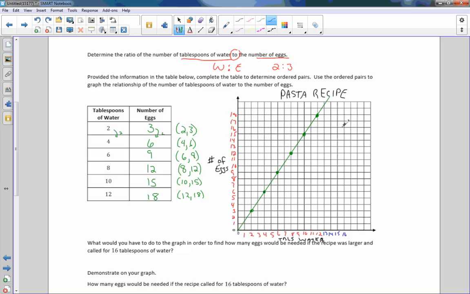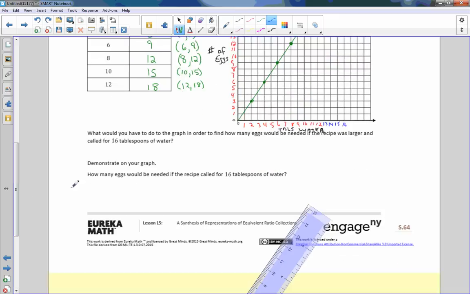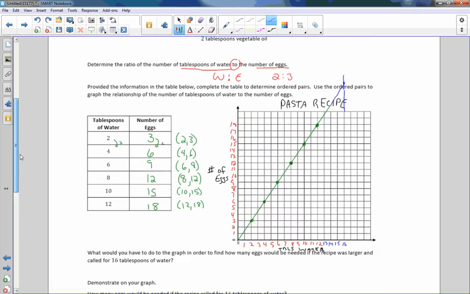But at this point, if I went up to 16 and I kept going up, then my answer is going to be somewhere where this line crosses, which would be here, and then I'd go over here and see what that value is. Okay. Now it says demonstrate on your graph how many eggs would be needed if the recipe called for 16 tablespoons of water. And I kind of just did. I apologize for not making that more visible, and this was not as steep, so it would be up here somewhere, but I can answer the question if I know my rate.